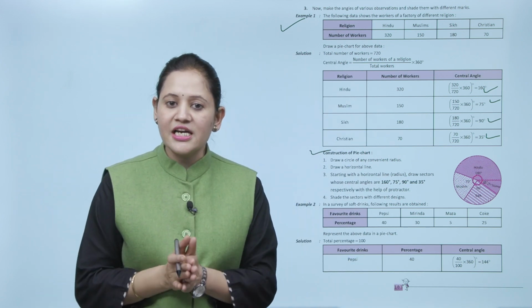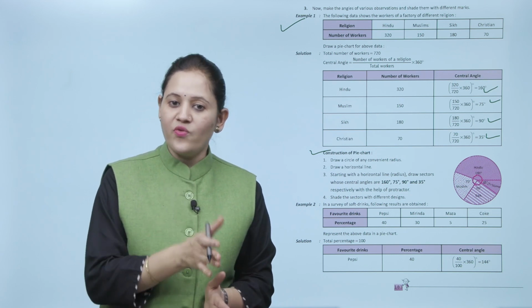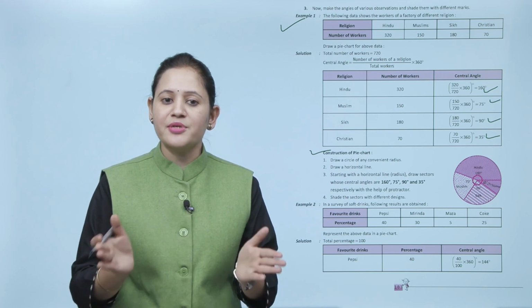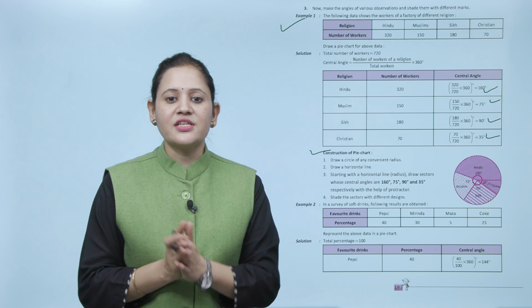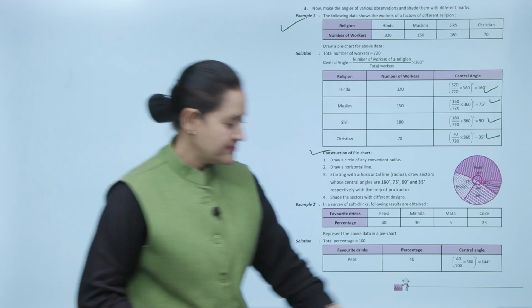Starting with the horizontal line radius, draw sectors whose center angles are 160 degrees, 75 degrees, 90 degrees and 35 degrees respectively with the help of a protractor. Shade the sectors with different designs. So this way you can draw a pie chart.